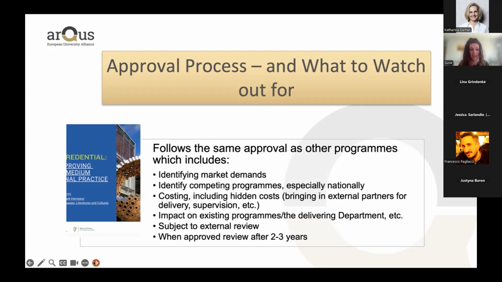And that links very strongly in, I think, with the impact on the existing programs, both within the university, but also within the delivering department. All the programs that come to the programs committee, which is the approval body in Maynooth, they are subject to external review. And this is really good.